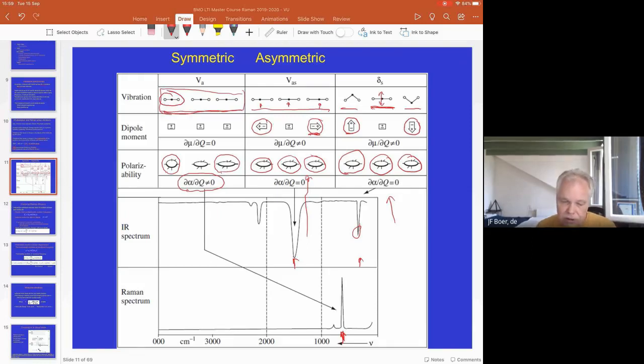So it's important to realize that you are not able to excite an arbitrary vibration in a molecule through a Raman process, or with absorption. They're separated into absorption, or infrared active, and Raman active.